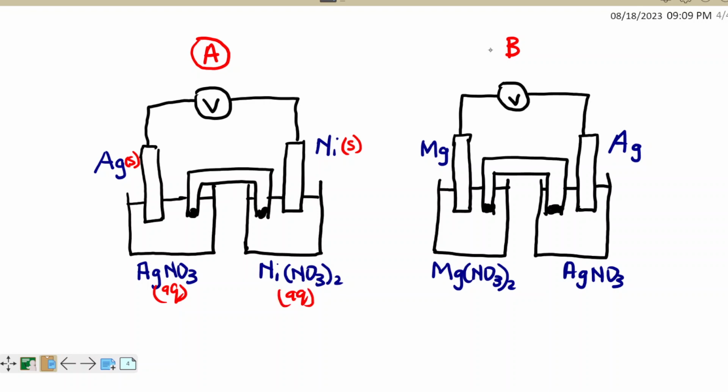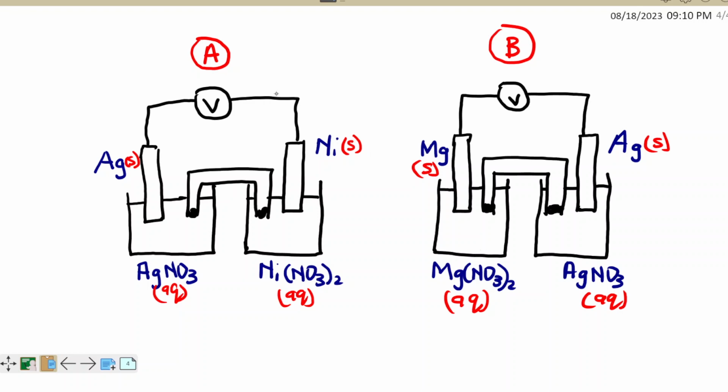Then for galvanic cell B, the electrode is Mg, which is in the solid form. This is Mg. Then the solution inside the first beaker on the left is MgNO3. So that's the first one. The second one is Ag, which is an electrode. Then the solution inside there is AgNO3, which is silver nitrate. So on this side, you have magnesium electrode and the magnesium nitrate, which is a solution. So these are the two cells.